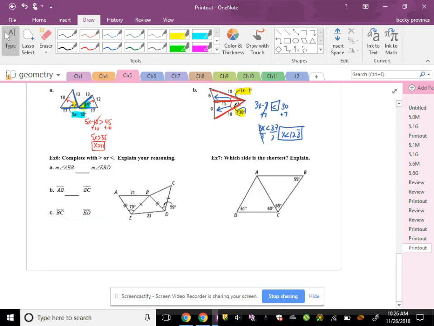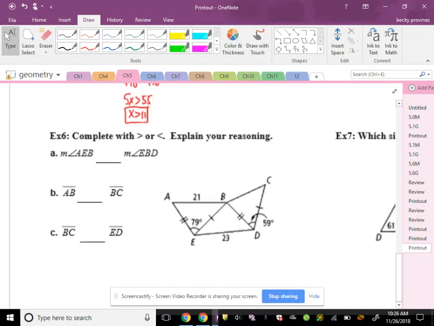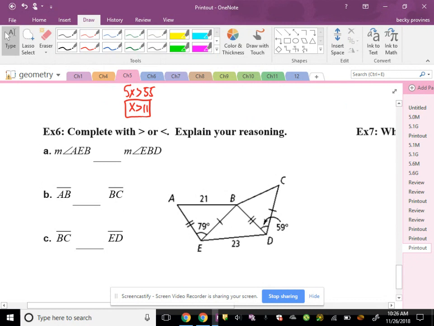Okay, now we're almost finished. Now it's just a bunch of kind of difficult looking problems, but we can make it through. Okay, let's find AEB. AEB, it's right there. And let's find the next one. EBD.